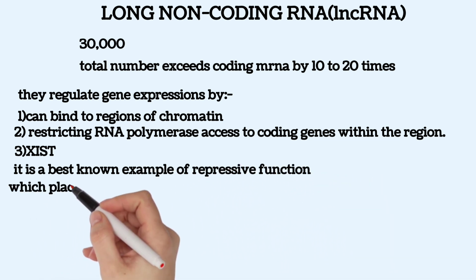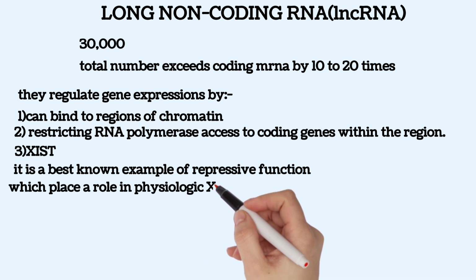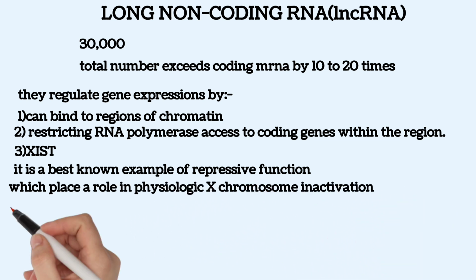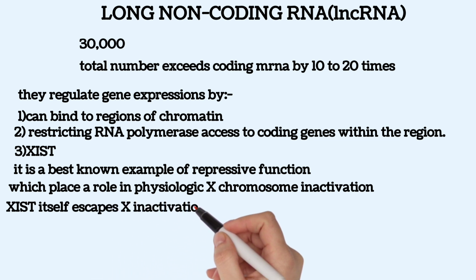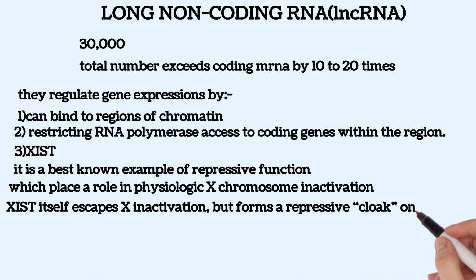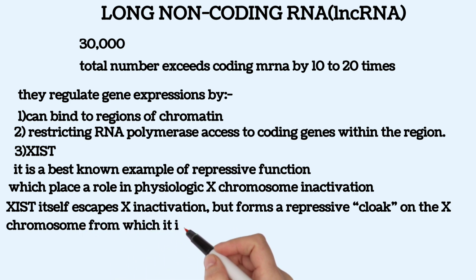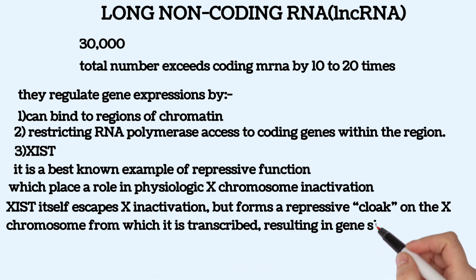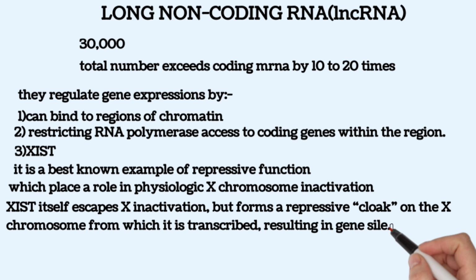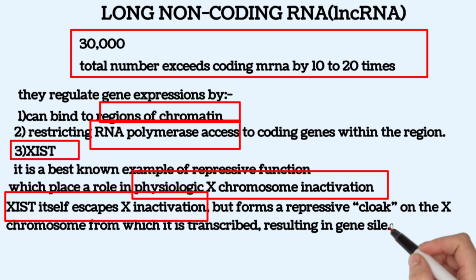Now this third point is a very important one. It's XIST, X-I-S-T. It is the best known example of repressive function. Means in this method, the lncRNA mainly represses the gene expression. It plays an important role in physiologic X chromosome inactivation. XIST itself escapes X inactivation but forms a repressive cloak on the X chromosome from which it is transcribed, resulting in gene silencing.